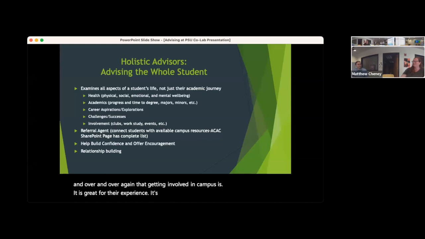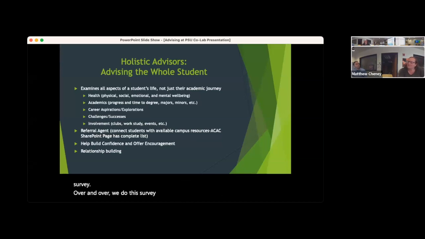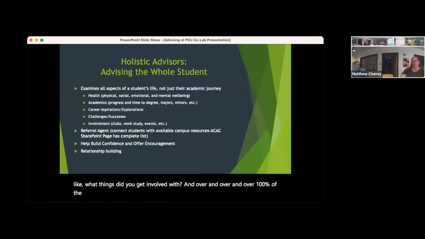It's good for retention. I don't know if that should be part of this, but students stay where they feel a connection. We do a survey every year for students on probation, and we ask, what things did you get involved with? And over and over, 100% of the time, the students that are on probation didn't get involved with anything. So we do find success in the students that get involved.